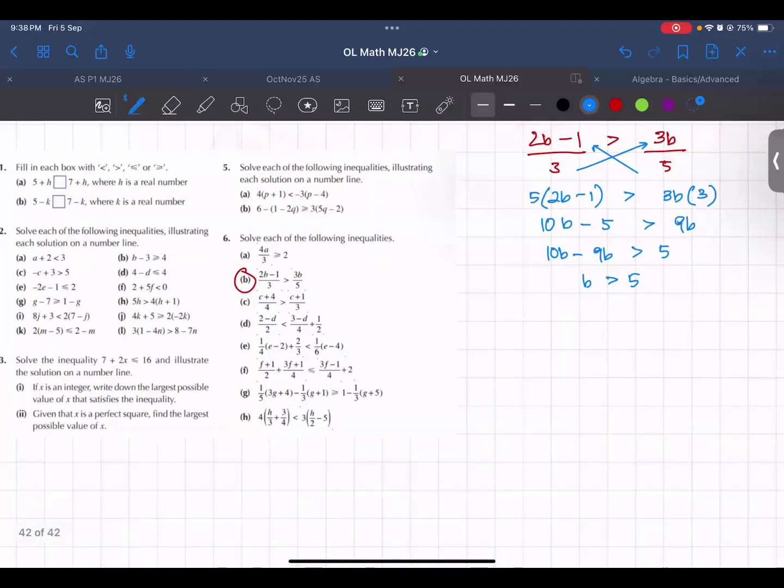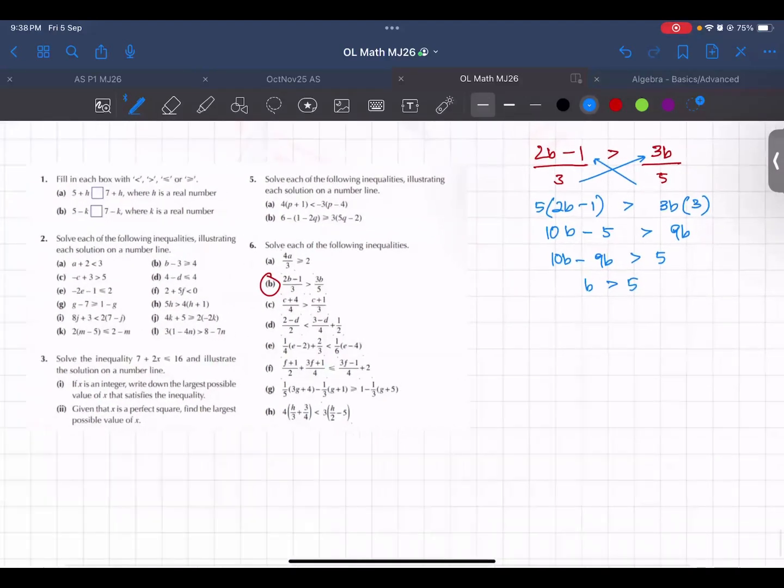Sir, is there any method other than cross multiplication? You can move both to one side and then take the LCM. That can also be done, but that would just complicate things. Try to avoid LCM. There are issues with LCM sometimes. You can make a silly mistake. This is better.